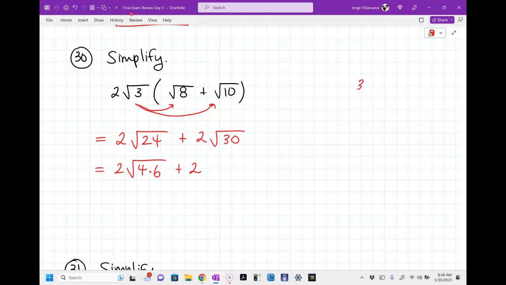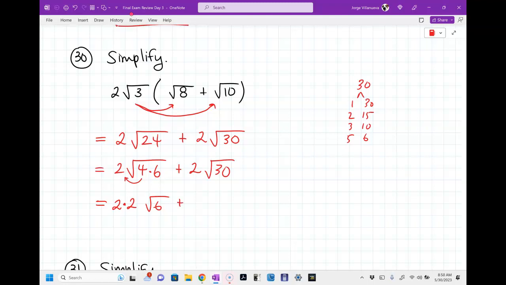Let's look at the numbers for 30. You can use 1 and 30, 2 and 15, 3 and 10, 5 and 6. But none of those have square roots. So that means that the square root of 30 is just going to stay square root of 30. Okay, so that means I can just simplify the 4 here. That comes out. So that's 2 times 2 square root of 6.